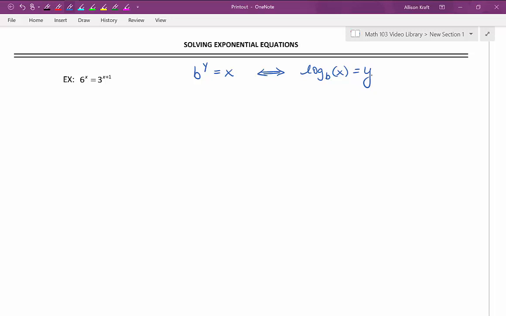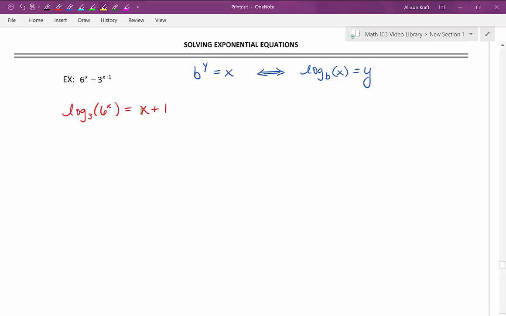In this example, there's one choice that's going to make the algebra that follows a lot easier. You always want to choose the exponential base that has more terms in the exponent. If there's a tie in the number of terms, well, then just pick one. But here we see that there are two terms on the exponential base 3, so that's the one we want to use. Our logarithmic rewrite is log base 3 of 6 to the x is equal to x plus 1.